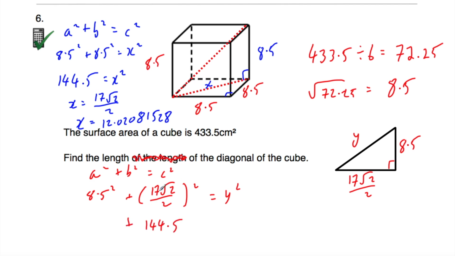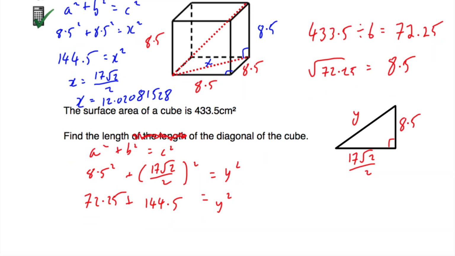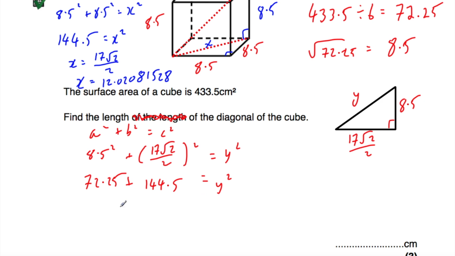144.5 is what we get when we square that. Now 8.5 squared is equal to 72.25, and that's equal to y squared. Okay, now let's add these two together and see what we get. So 72.25 plus 144.5 is equal to 216.75, and that's equal to y squared.